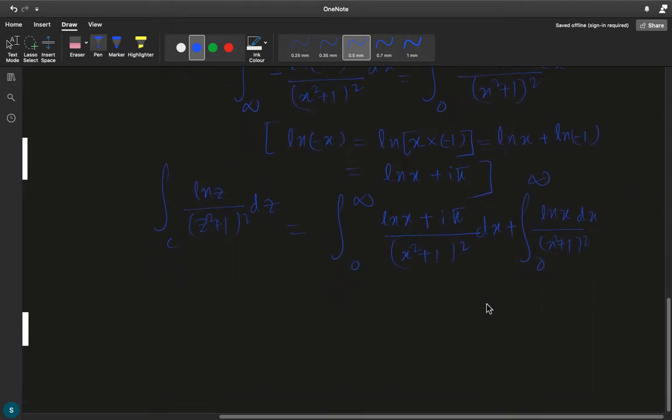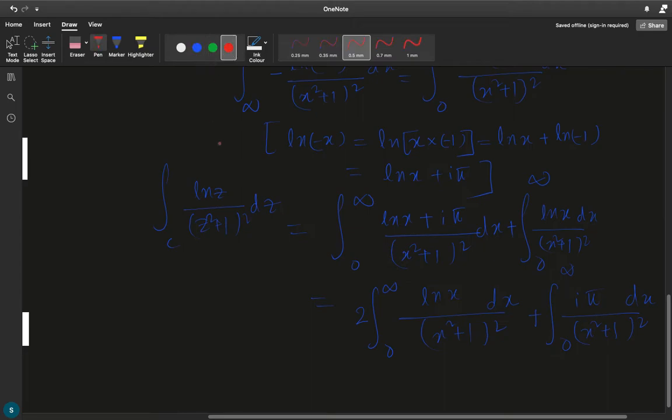Now in the very next step, what I can write is, this value and this value are equal, so I can write 0 to infinity ln x by (x square plus 1) whole square dx. And since we have this twice, we are writing 2 plus 0 to infinity i pi by (x square plus 1) whole square dx. Alright, so this is the integral we have, and we know the value of this integral.